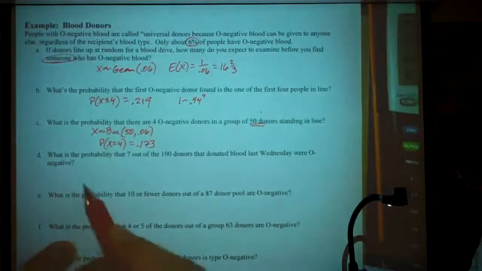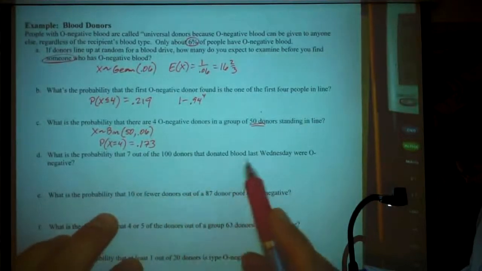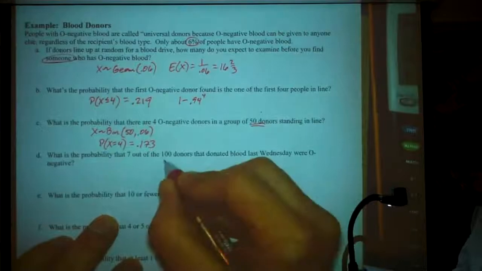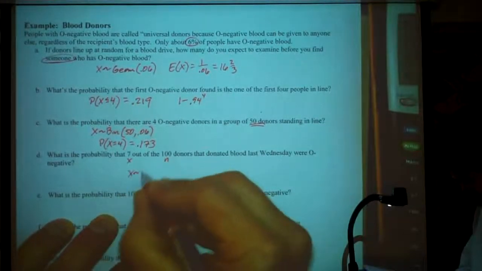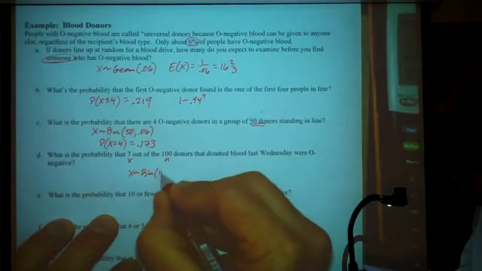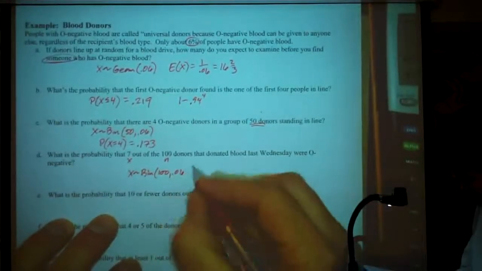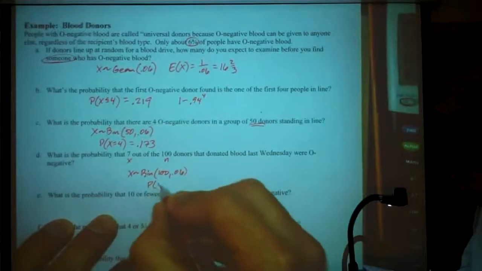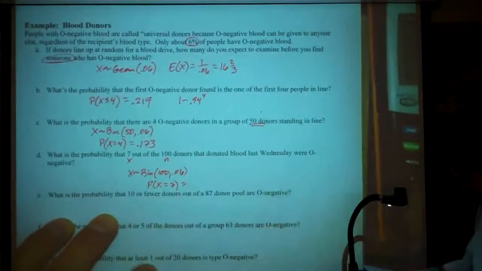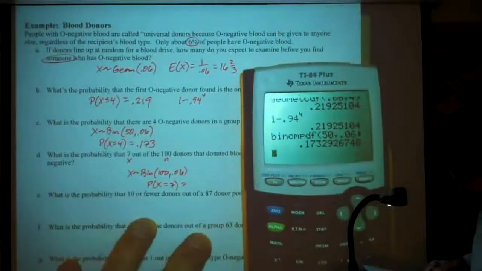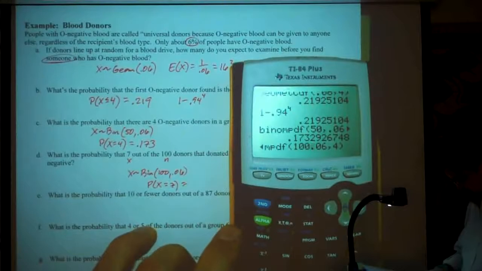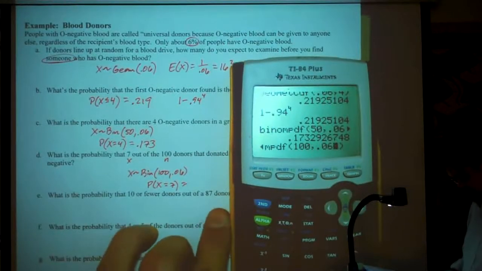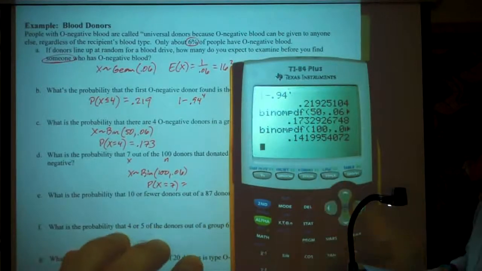Moving on. What is the probability that 7 out of the 100 donors that donated blood last Wednesday were O-negative? Okay? N is 100, 7 is x, so x is binomial, n is 100, and 0.06 is my probability of success, and the probability that x equals 7 is binomial PDF. I'm just going to hit the second enter again. Binomial PDF, where n is 100, p is 0.06, and I want to know the probability of getting 7 people, and it's 14.2%.